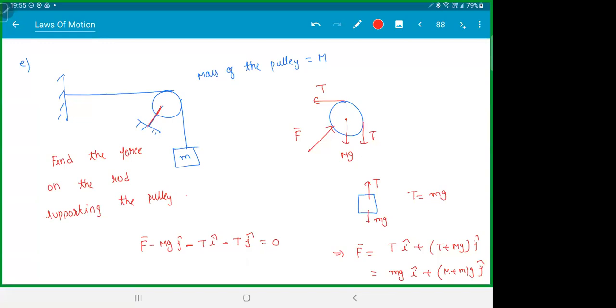Check. In the vertical direction, T plus Mg is acting together and T is pulling. Remember, strings always pull. If there is a string connected to something, it pulls.